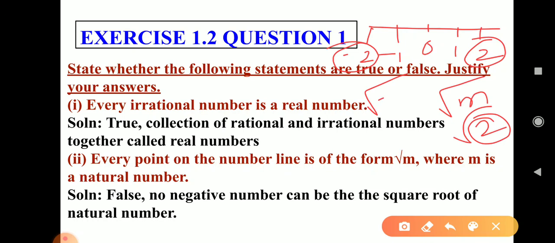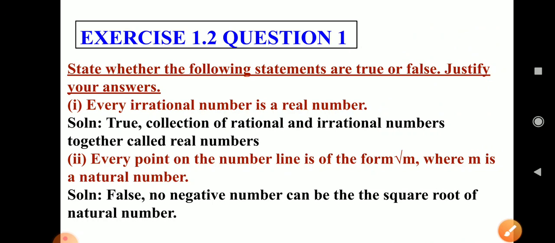So now my point is minus 2. So root of minus 2, here m is minus 2. Is m a natural number here? Is minus 2 a natural number? No, it is an integer. So here what you can write? False. No negative number can be the square root of a natural number, because we are not considering negative numbers as natural numbers. Clear? So here, false.